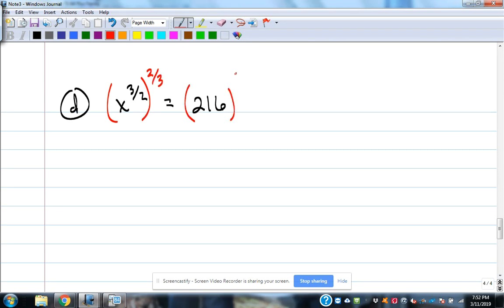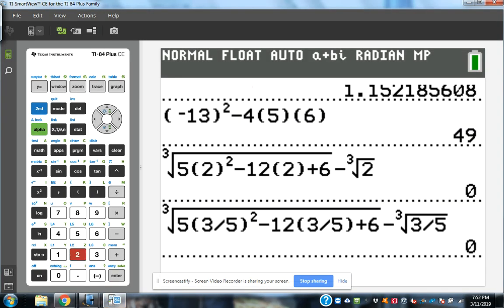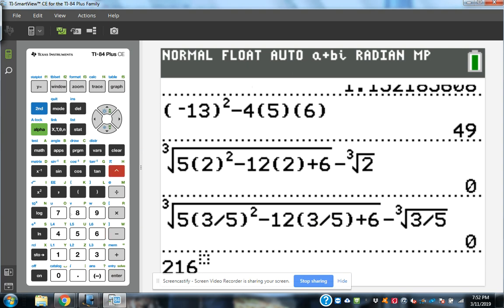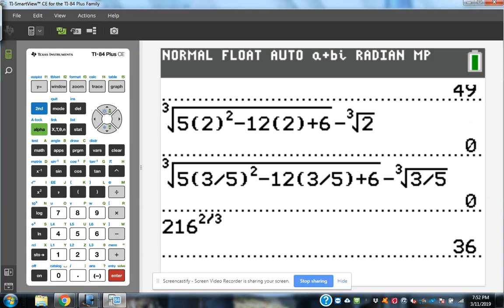So if I raise both sides to the 2/3, on the left-hand side where the x is, 3 cancels 3, 2 cancels 2. That's just plain old x. On the right-hand side, I've got a number raised to a power. I can work that out. 216 raised to the 2/3 power, 36.